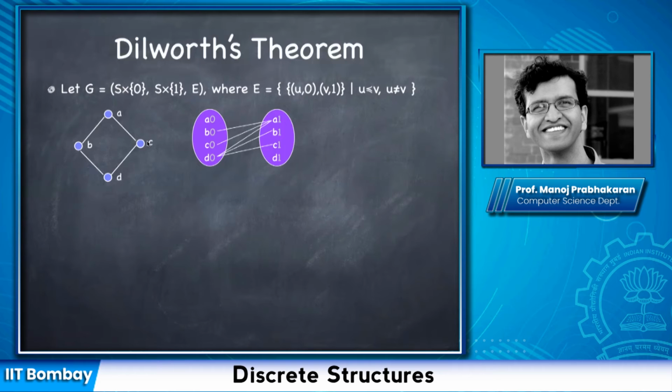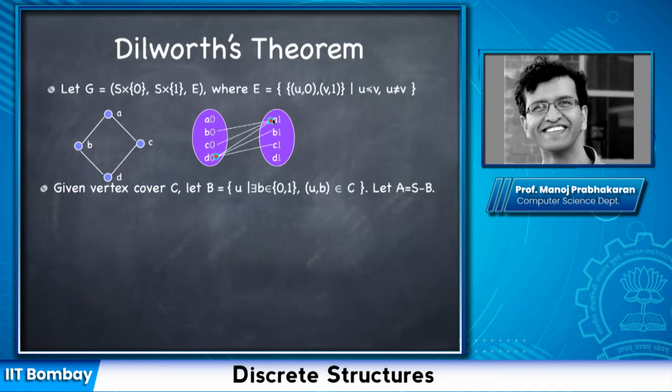Okay, so that's my bipartite graph on which I'm going to make this argument that its vertex covers and matchings are related to the chain decompositions and anti-chains in the poset. Okay, so let's start with the vertex cover. So suppose you're given a vertex cover. Here is an example: D0 and A1 together form a vertex cover. Okay? And it happens to be the smallest vertex cover.